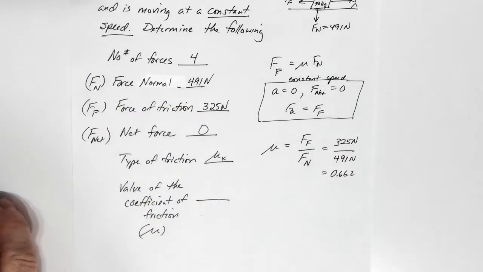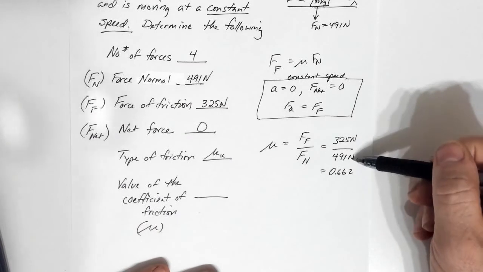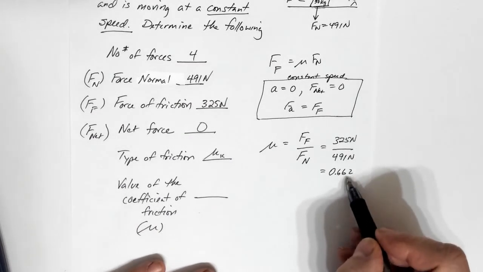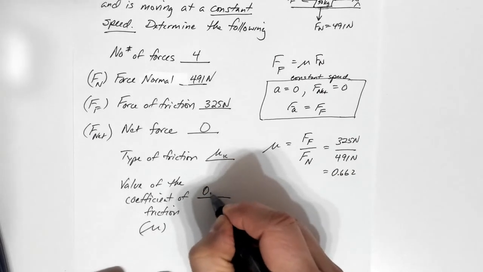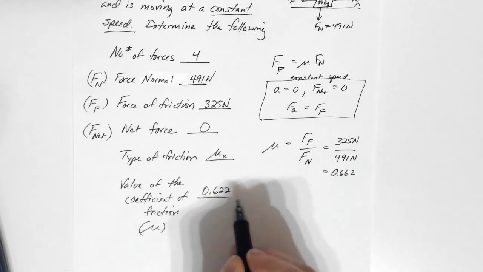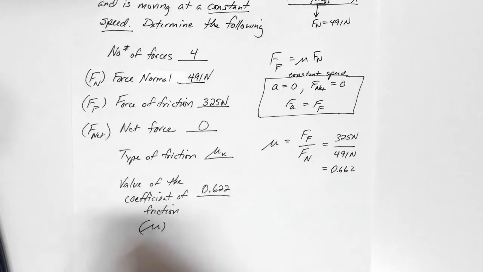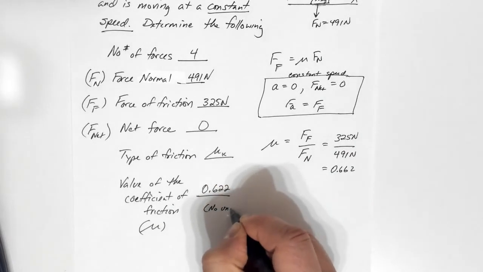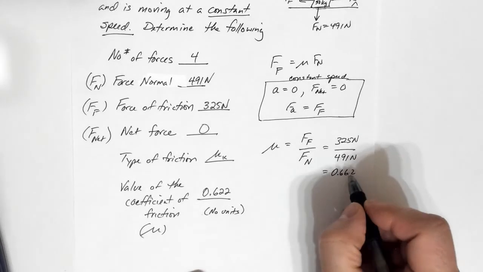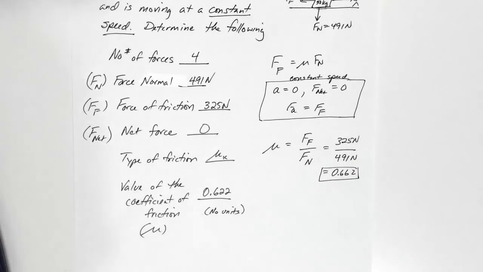Now, I want to talk about something here. Newtons divided by newtons is nothing. So there are no units for the mu. Mu is one of the few numbers in physics that are called unitless because they're just a number rating. So mu has no units with it. Okay? So that's very important to remember. And it's one of about 3 or 4 numbers that we run across that have no units after the number. Okay? So that is our final coefficient of friction answer.